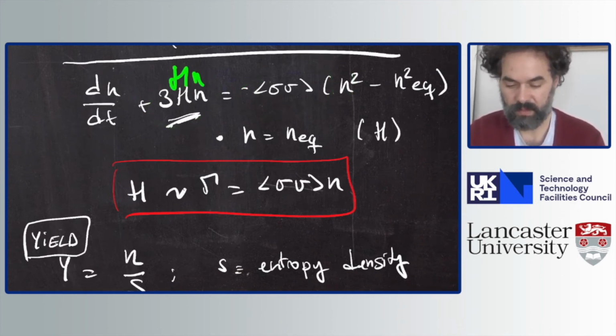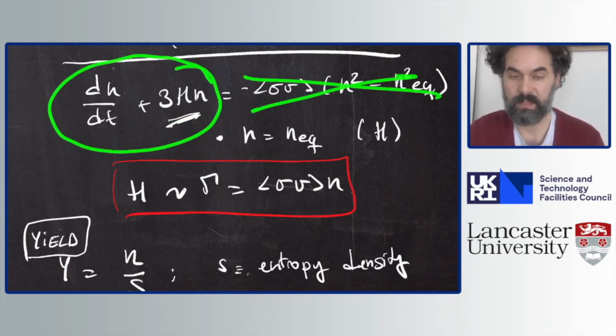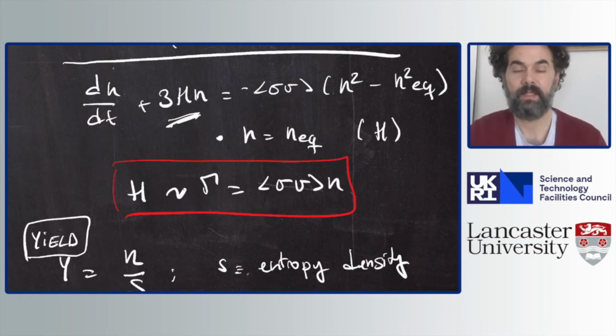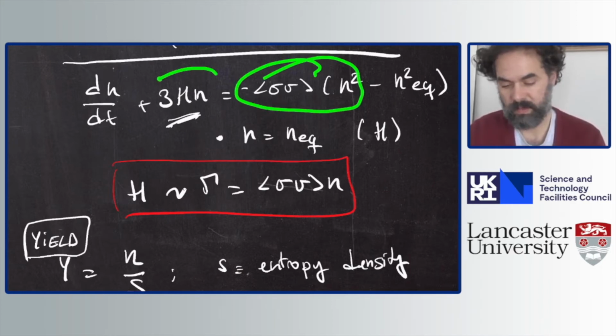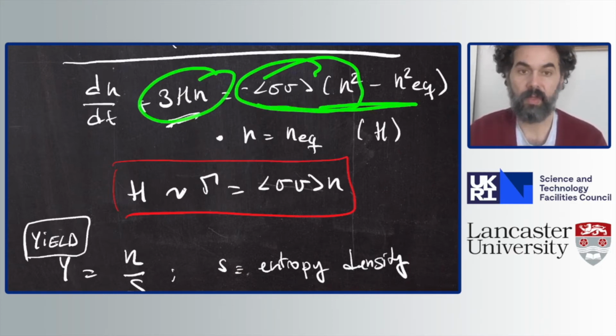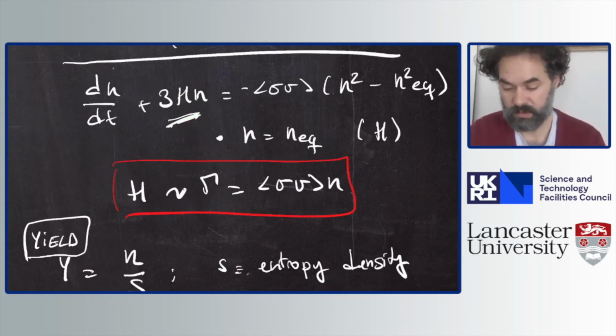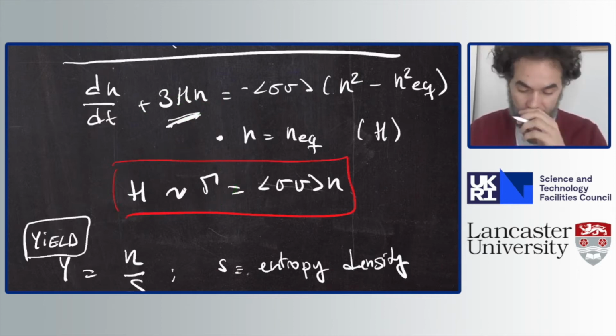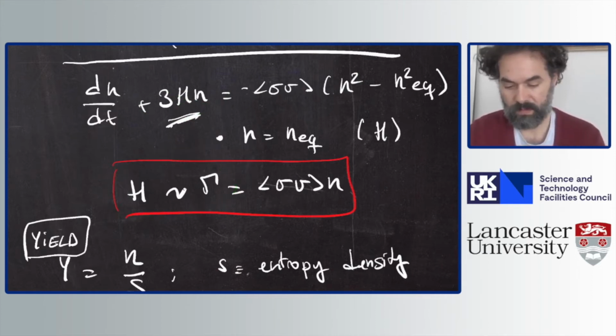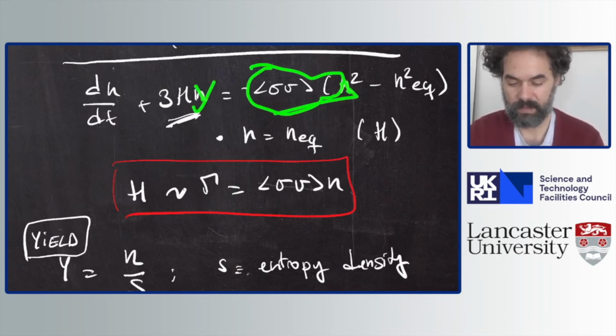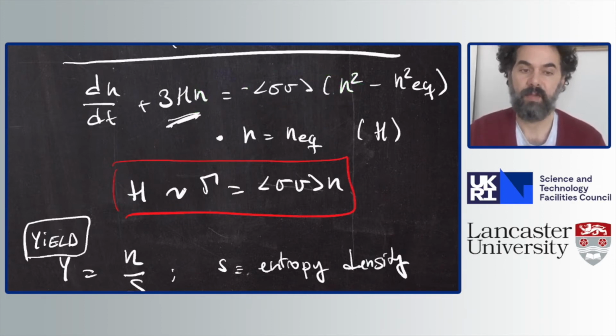If HN is much bigger than this term, that means the universe is expanding so fast that you can forget about this term, and the only thing that happens is that n evolves as simply a diluting gas. If this term is bigger than this term, then things tend to go into equilibrium, because you can forget about this and go back to what we had before. So it's when H is of the order of gamma, where gamma is defined as basically this, so there is n here that goes away, that the phenomenology changes.